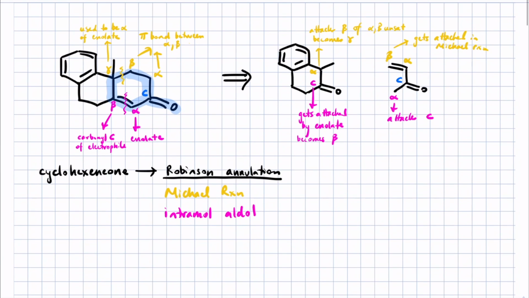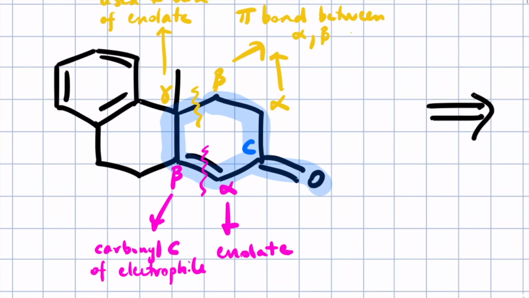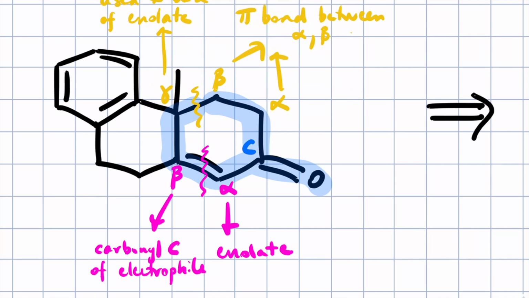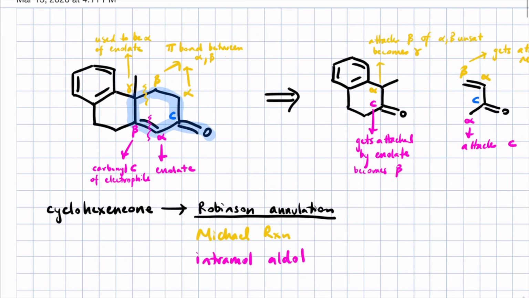All right, so when you draw the Robinson annulation product as we did here, with the ketone in the lower right-hand quadrant and the pi bond between pink alpha and beta carbons in the bottom edge of our six-membered ring, then you can sort of draw a line down the molecule like that and separate it into two separate parts.